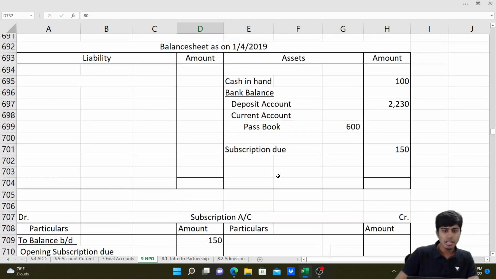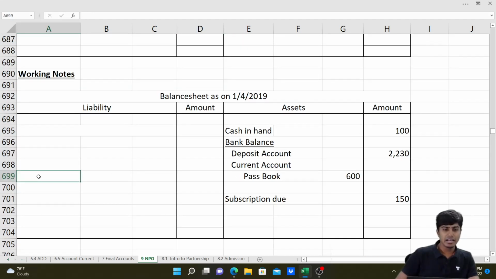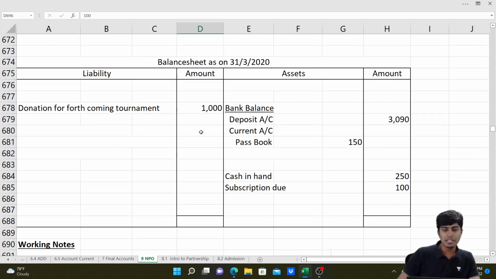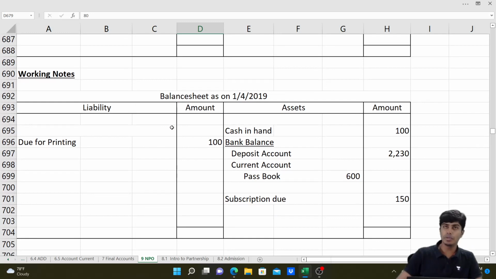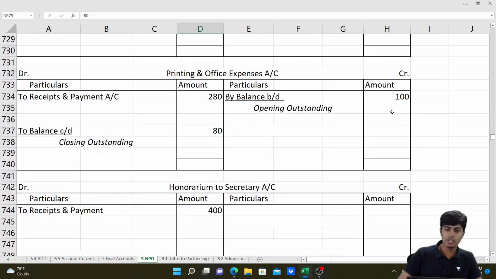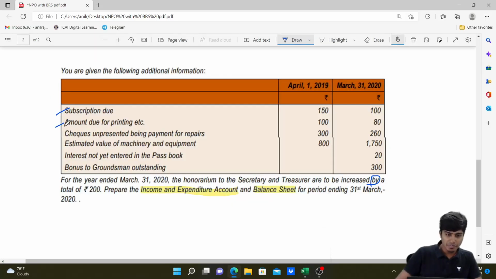And in our balance sheet, I'll write printing money due, due for printing. Opening balance sheet 100, that is as on 1/4/19, and in the balance sheet as on 31st of March 2020, due for printing is 80. So 80 closing liability, 100 opening liability in our printing and office expense opening and closing. We're done with the second item.